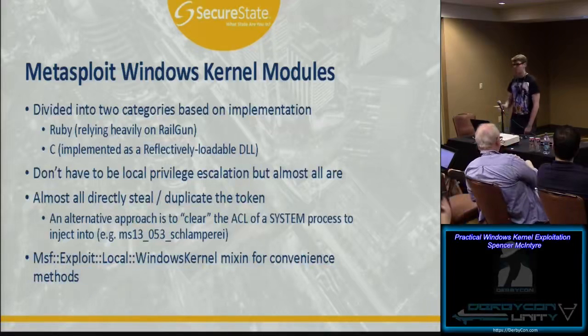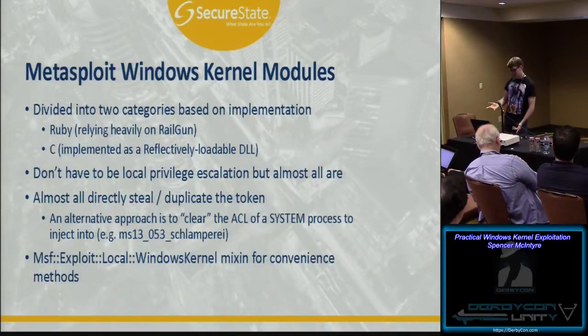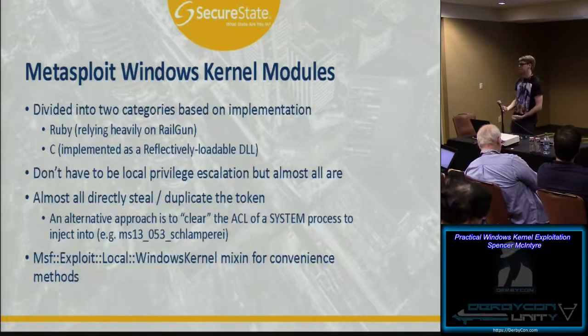There's one exploit in Metasploit that does not attempt to modify the token, and that's the MS13-53 exploit. This was one of the ones that came out of the Pwn2Own competition, and it takes a different approach. It doesn't directly try to copy or duplicate the system token. What it actually does is clear out the ACL of a system process. I believe it's winlogon, and once the ACL is cleared out, the process is able to inject a payload into the winlogon process.